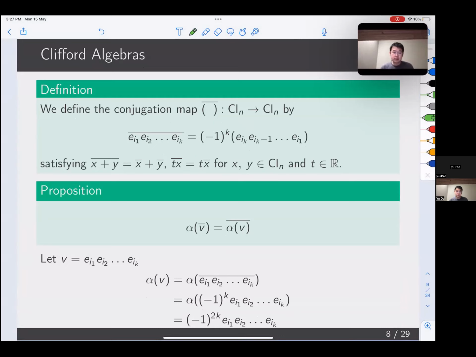Here we can define the conjugation of Clifford algebras, that is by reversing the order of the element and then picking up the negative sign. And we can also show that alpha of the conjugate of v is equal to the conjugate of alpha of v, by expanding all the bases.